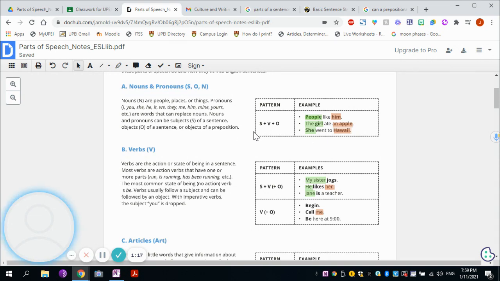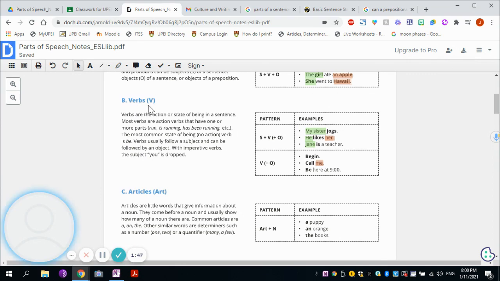You can see over here in our example, we have sentences with the pattern subject plus verb plus object. And we see that over here. People like him. The girl ate an apple. She went to Hawaii. Subject, verb, and object.